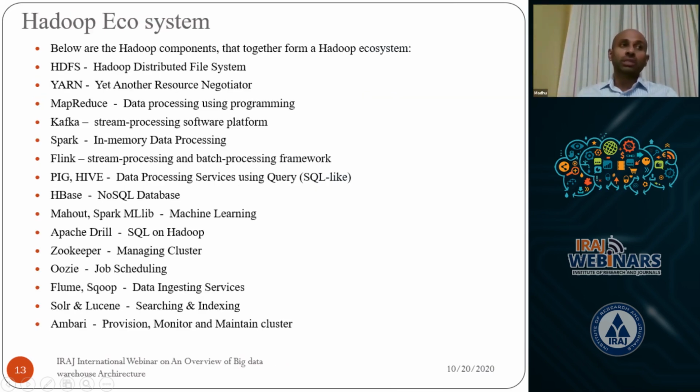Now, the Hadoop ecosystem, as I mentioned in the beginning, is operationally really huge, because as you see in this particular slide, there are multiple technologies as part of the Hadoop ecosystem. You have HDFS, which is nothing but the Hadoop Distributed File System. You have YARN, which is Yet Another Resource Negotiator. You have MapReduce, which runs data processing using programming.